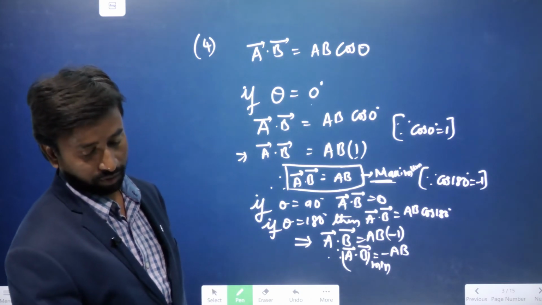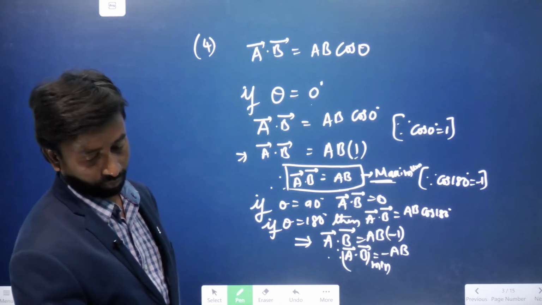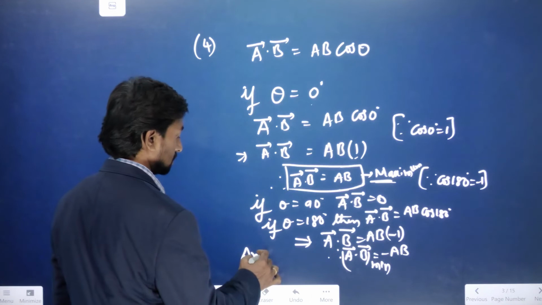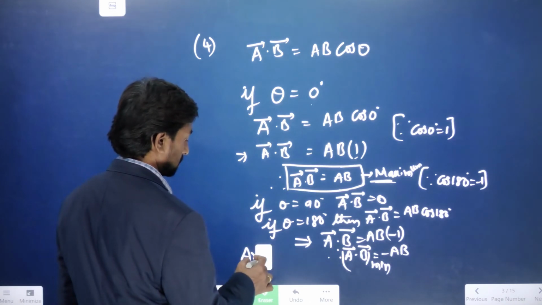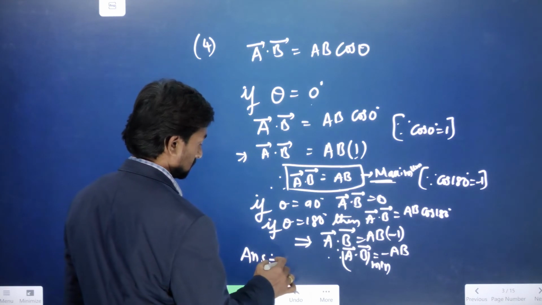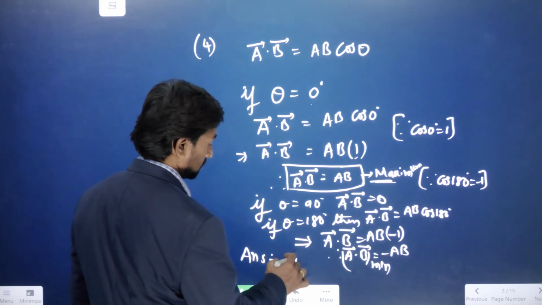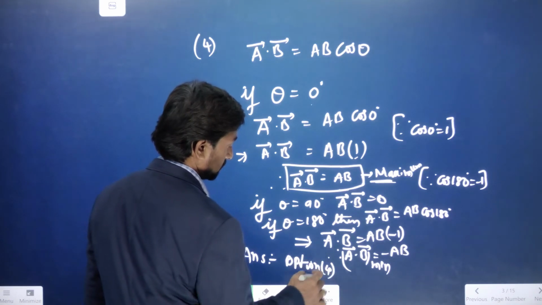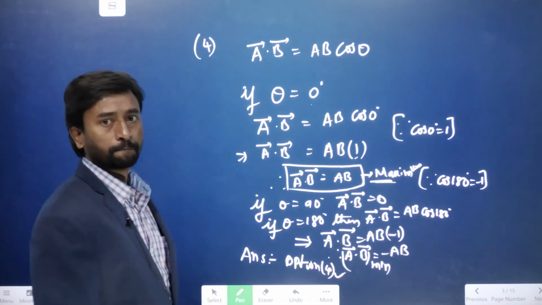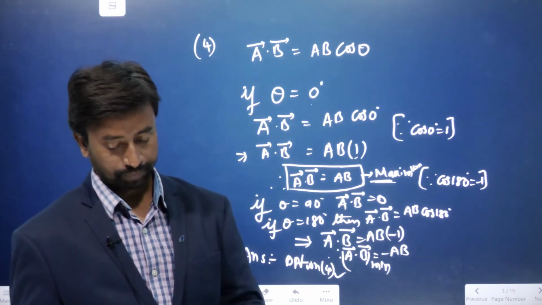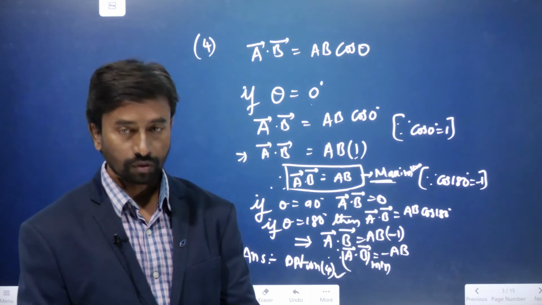So here the option is what? The answer for this question is 0 degrees. Option 4 is correct there. Option 4 is correct. Next question.